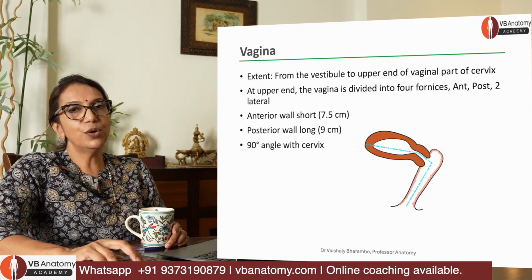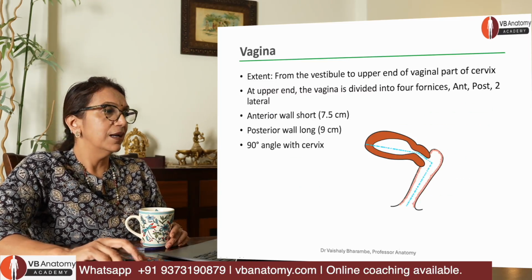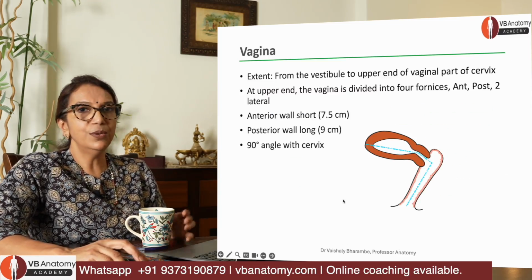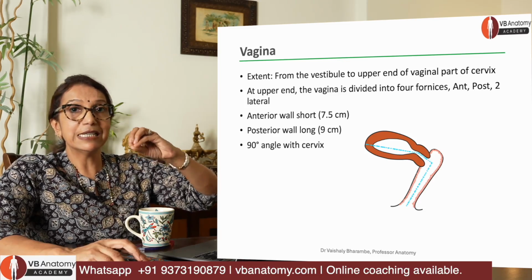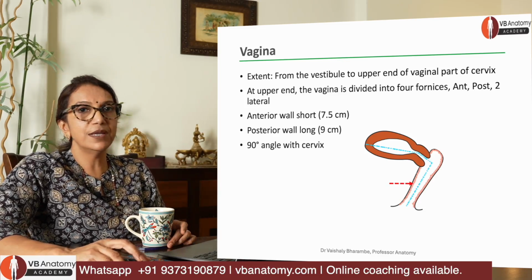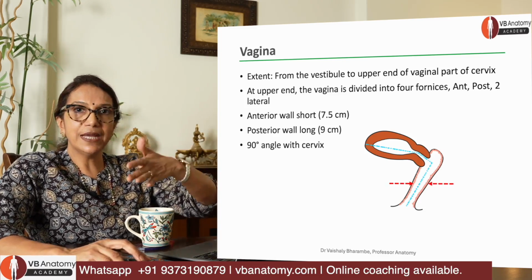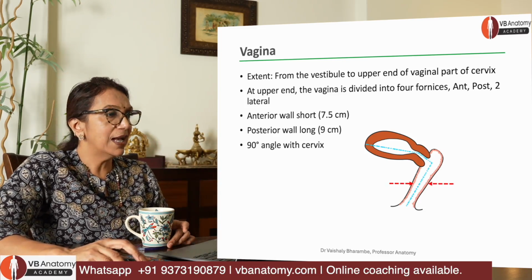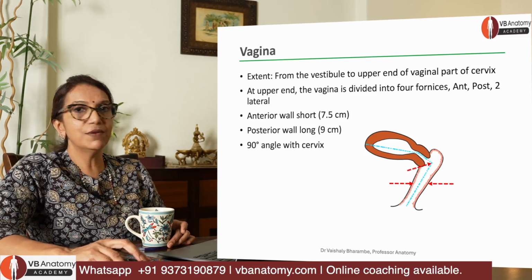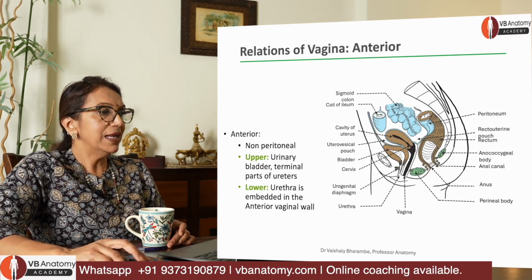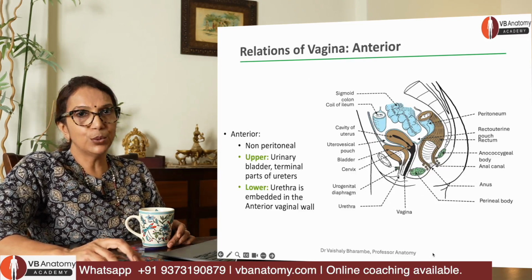Right, so let's move on to discussion about the vagina. The vagina, as you know, is entered into by the cervix such that its anterior wall is way shorter than its posterior wall, with 7.5 and 9 centimeter dimensions, and has an angle of about 90 degrees with the cervix. Its anterior wall is non-peritoneal.